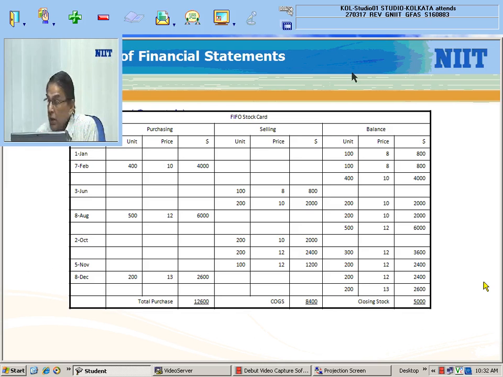The important thing is to understand how the cost of inventory is determined using the FIFO method or average cost method, and using different inventory systems, perpetual inventory system or periodic inventory system.